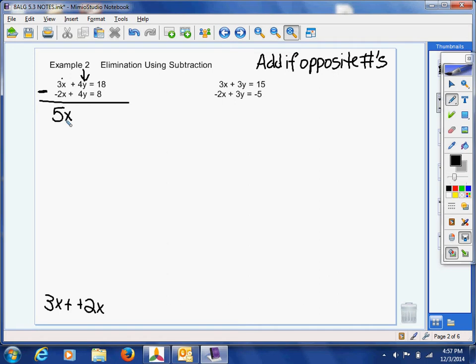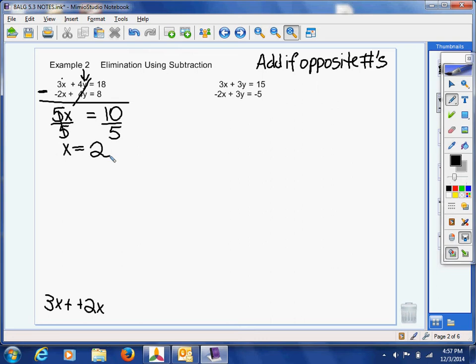4y minus 4y, that cancels. 4 minus 4 is 0. That's going to cancel out. Drop down your equal sign and do 18 minus 8, which is 10. All right, we're back to our one-step equation. So we're going to divide by 5, and we now know that x is equal to 2. Perfect. So we're halfway finished. We know half of our point of intersection.